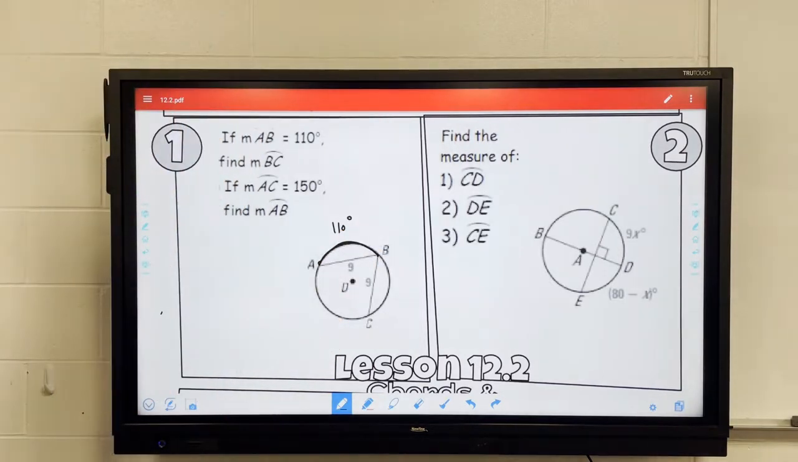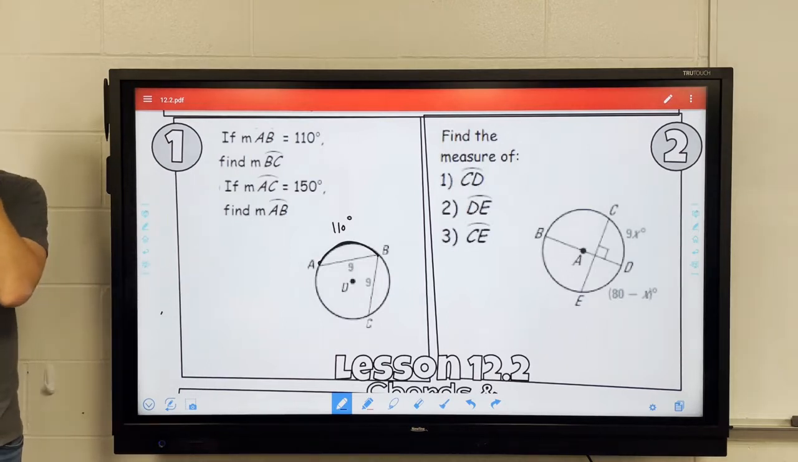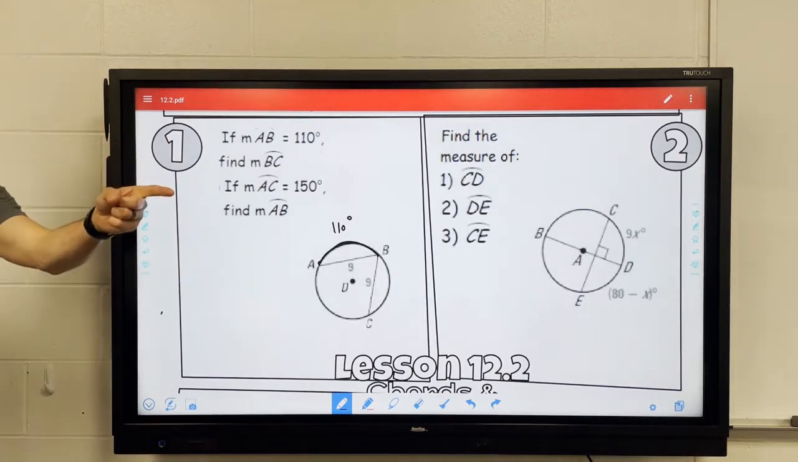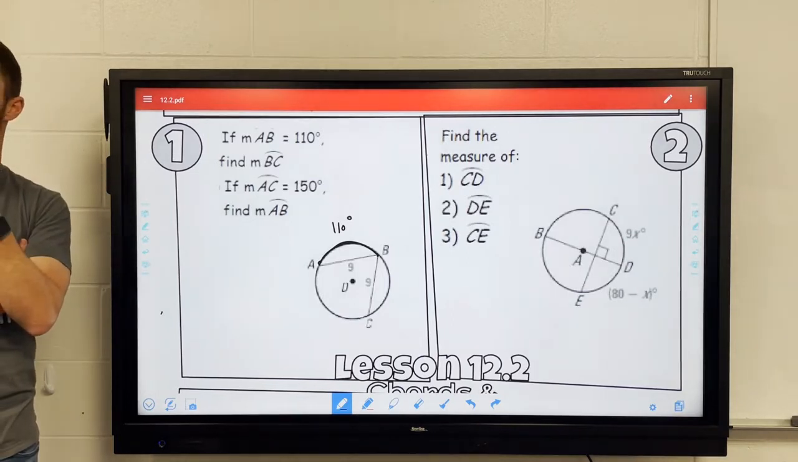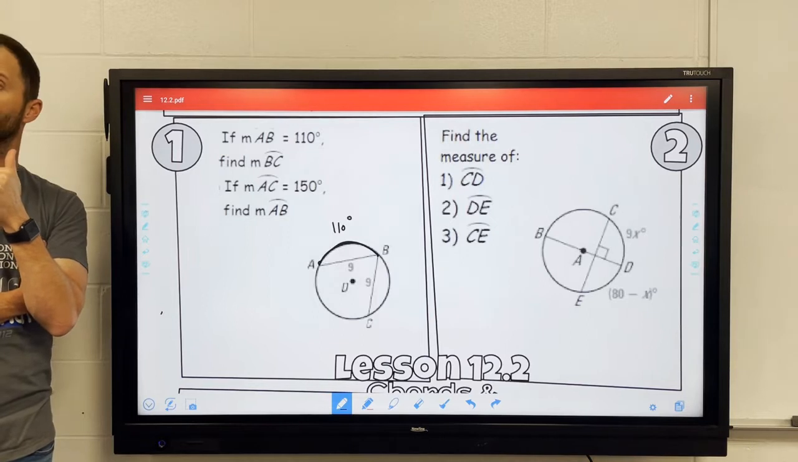Does everybody understand that? Okay? And I need to find the measure of BC, or the arc BC. So what do y'all notice about the two chords right now? They're equal. What does your first rule tell you? Look at your paper. What does it say on the first rule?